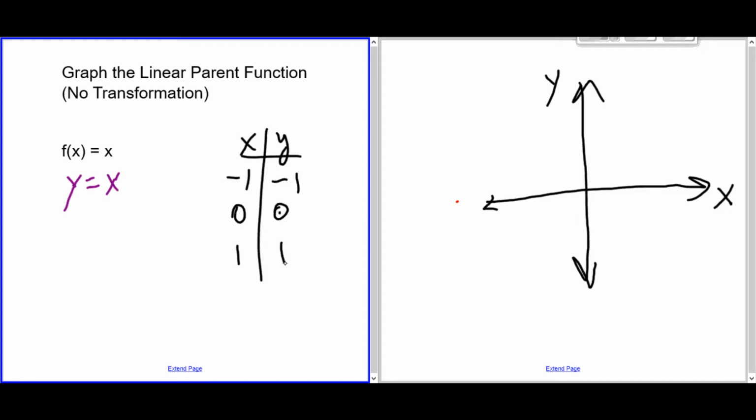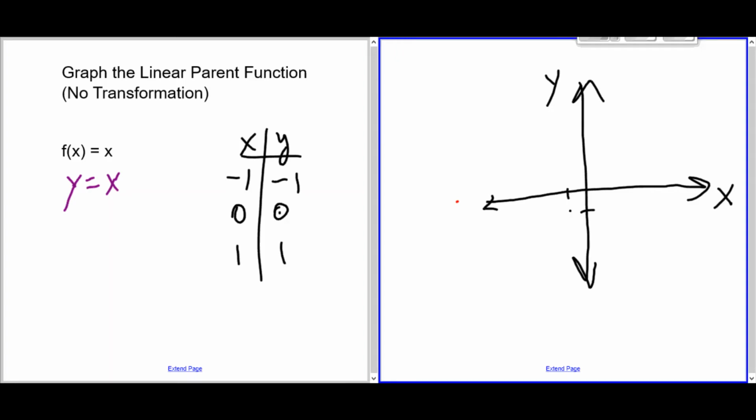So these are the points that I'm going to use to graph my parent function. So -1, -1, 0, 0, and 1, 1. So this is what your parent function looks like. So pause the video if you need to copy that down.